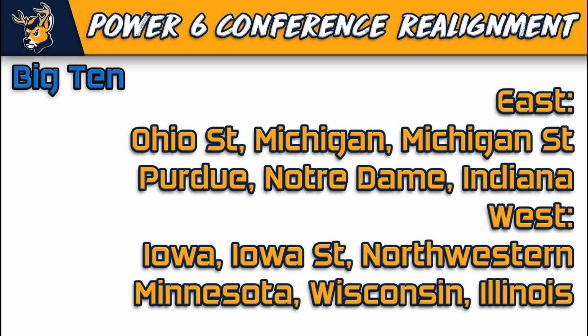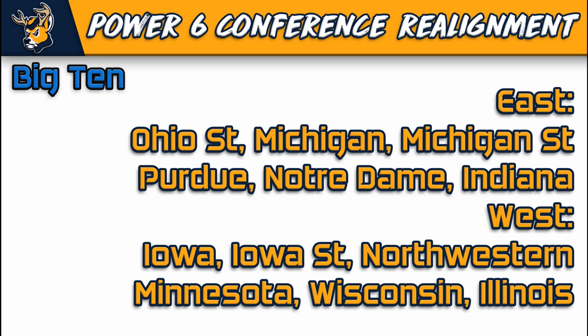Now we go from the Big 12 to the Big 10. And this Big 10, who knows? Some people may think it's better. In the Big Ten East, we have Ohio State, Michigan, Michigan State, Purdue, Notre Dame, and Indiana. In the Big Ten West, we have Iowa, Iowa State, Northwestern, Minnesota, Wisconsin, and Illinois.